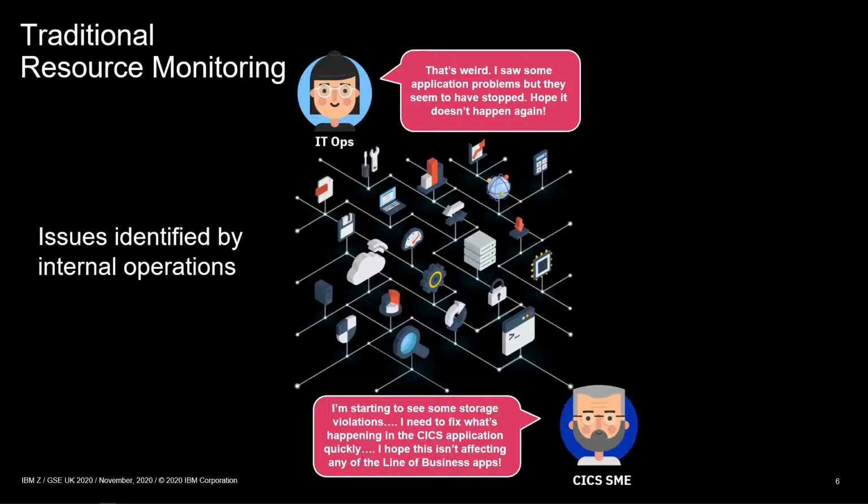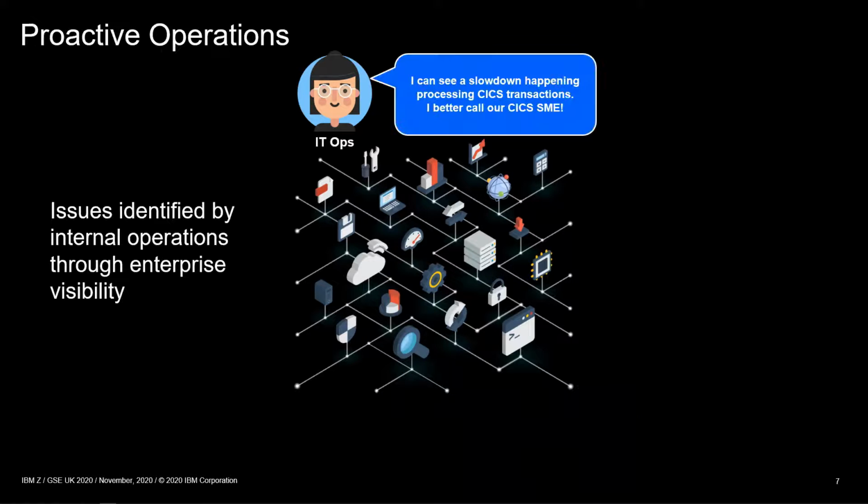Really where we want to get to is to have these teams working together. So our IT ops person might see a slowdown happening in processing CICS transactions. She very likely has no idea what CICS even is. She knows it's part of that mainframe, the big black box that sits in the middle of our data center. But I don't know exactly what this is, but at least I know where there's a potential issue or problem.